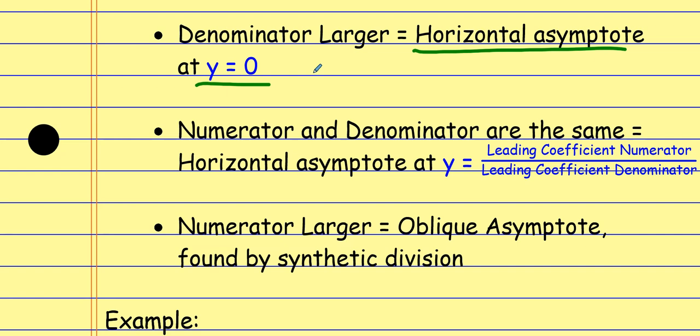If the numerator and denominator have the same degree, this one is also horizontal. But instead of just being y equals 0 or something like that, we actually divide the leading coefficients. We say y equals whatever number we get when we divide the leading coefficients. And again, that looks complicated, but it's not. It's super easy. Okay?